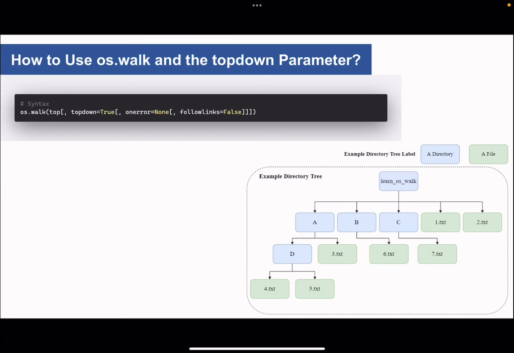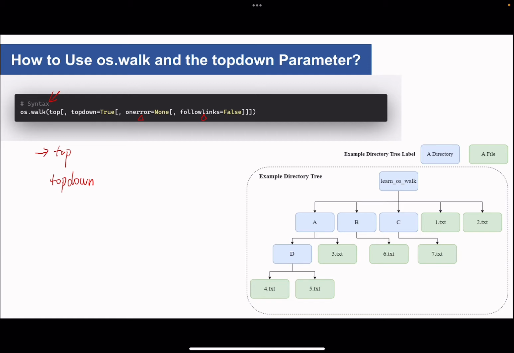This is the syntax of os.walk. It has one must-have parameter, top, and 3 optional parameters. Since you will probably just use the first 2 parameters, top and topdown, I will only cover these 2 parameters in detail in this video. And if you like, you can always refer to my article for the other 2 parameters, onerror and followlinks. So let's look at the first parameter, top.